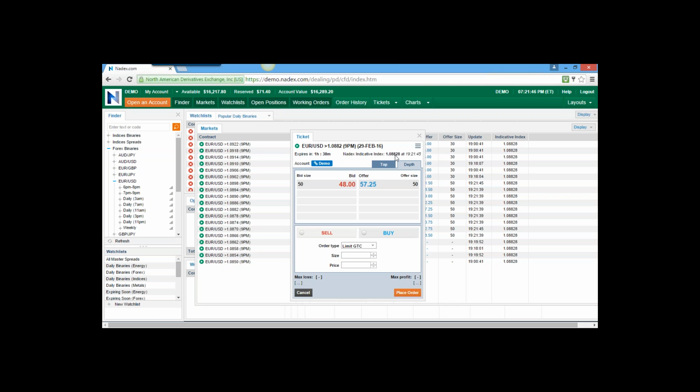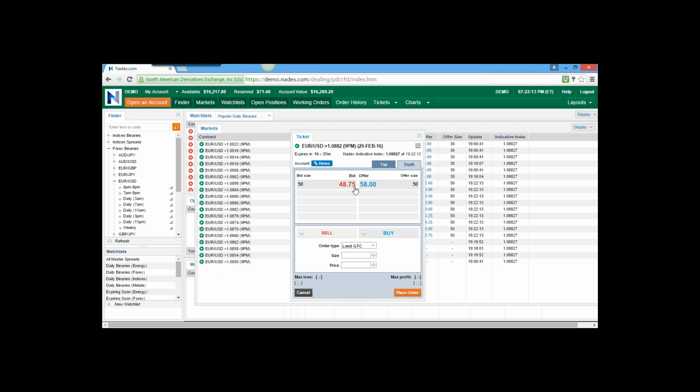So now, let's take a look at something. Where is the market right now? Well, it's at 1.0882. And what does this say? The market would be above 1.0882. Well, I can buy it for 57 or I can sell it for 48. Kind of right around 50 bucks, right? If you average the two out, it's just a little bit over 50 bucks.